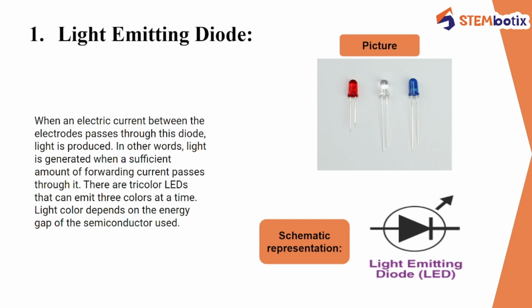Or you can say in other words, it generates light when a sufficient or specific amount of forward current flows, only in the forward direction. Whenever this type of diode is connected in forward bias condition and a sufficient amount of current passes through the electrodes, then this diode emits light.